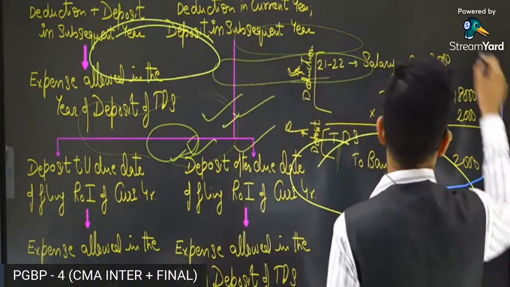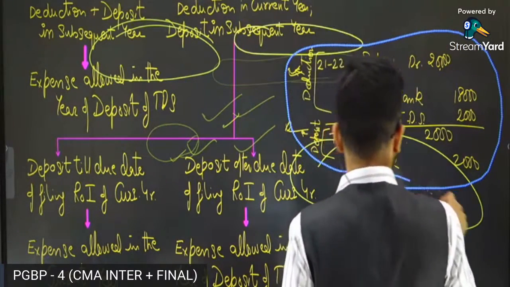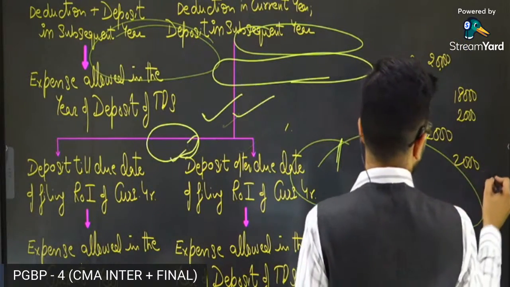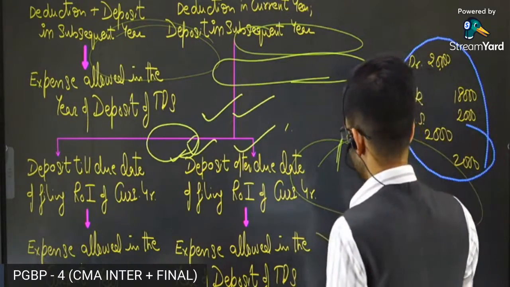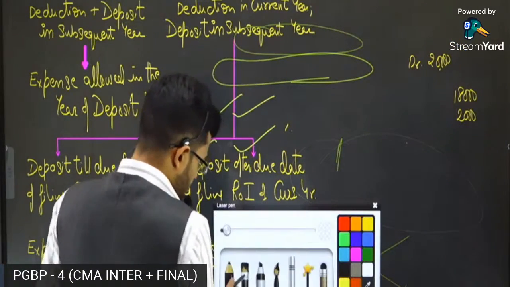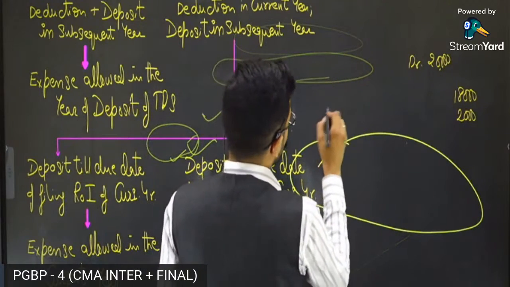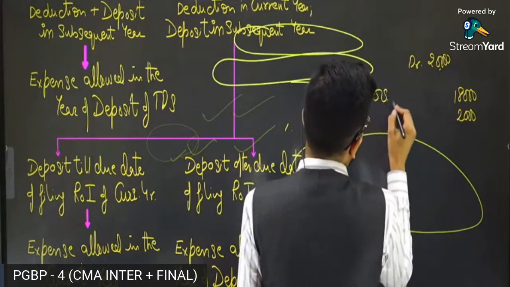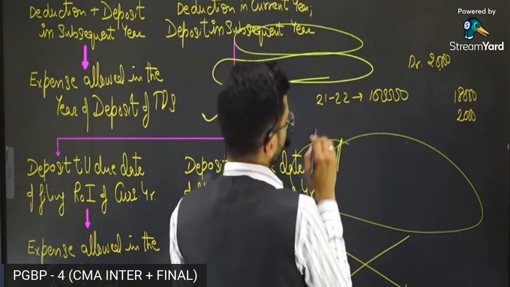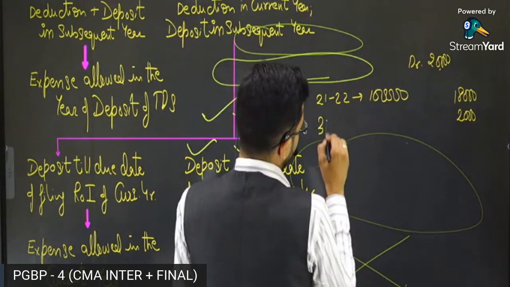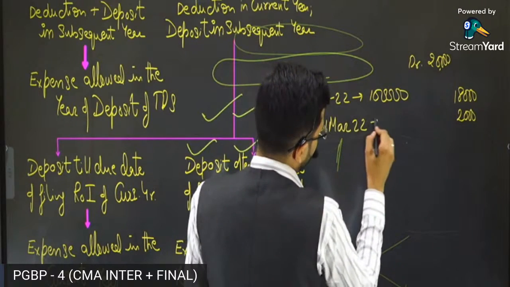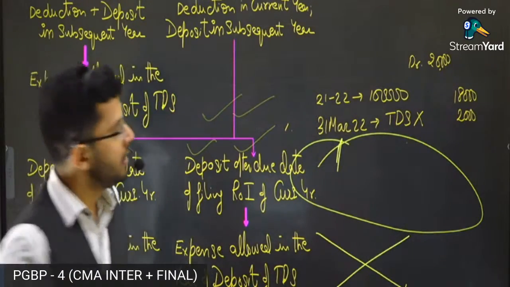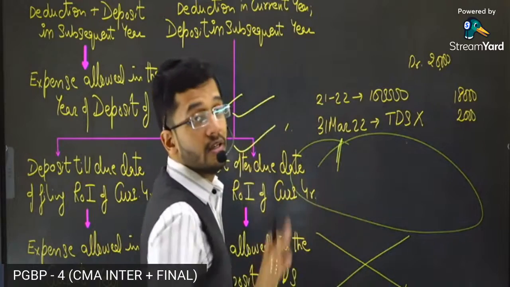And let us also take an example, guys. In the year 2021-22, you had to deduct tax on 1 lakh rupees. You had deducted tax on 1 lakh rupees, but till 31st March 2022, no TDS was deposited to the government treasury. The expense was 1 lakh rupees, and TDS was deducted in the books of accounts.